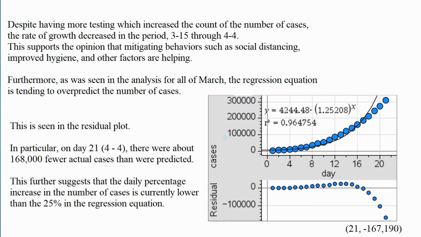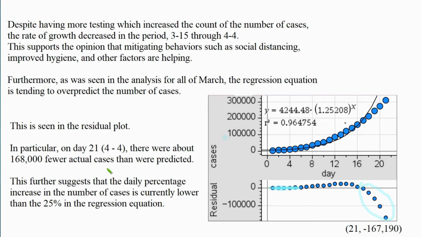We can see this in our residual plot, which is the lower graph here. The residual measures the predicted compared to actual. And as we saw previously in the earlier video, when that difference is about 0, then the prediction is accurate to the number. But as we get toward the end of this time frame, we're getting a lot more prediction than actual cases.